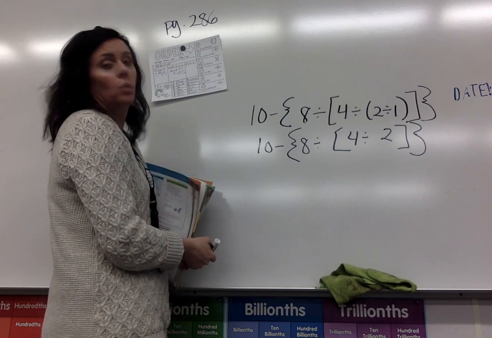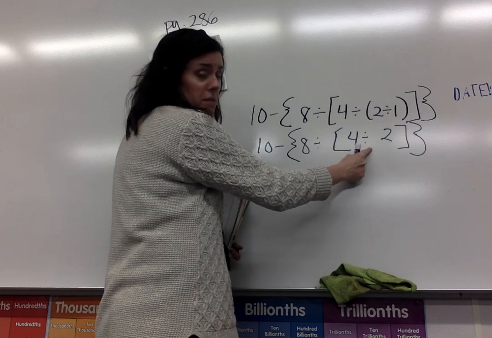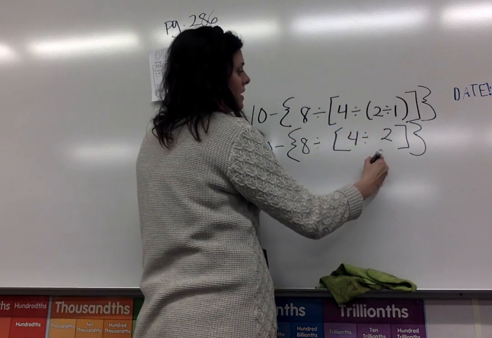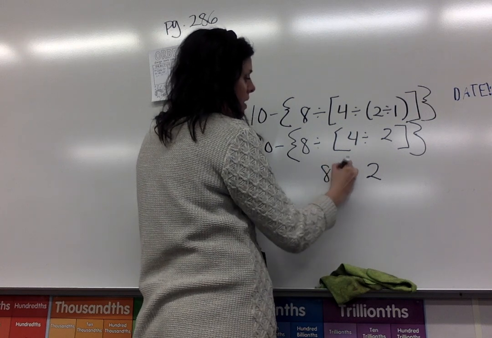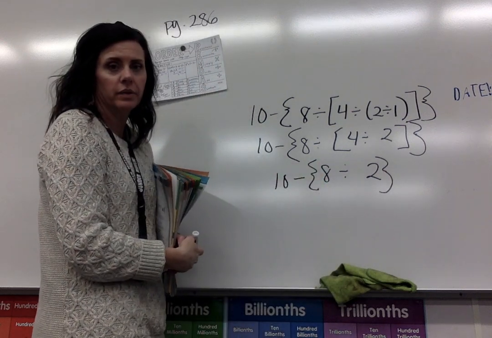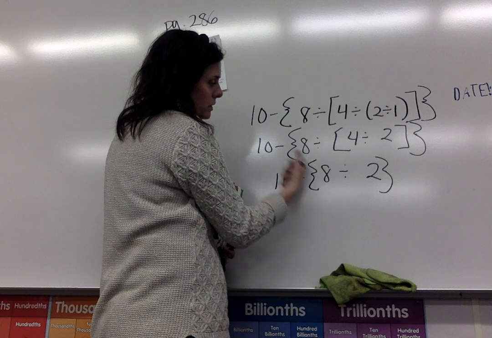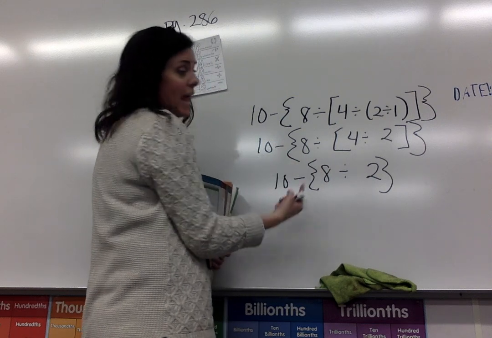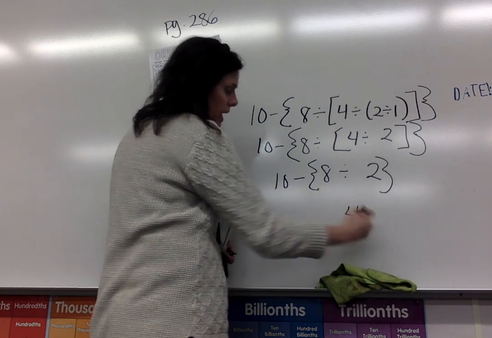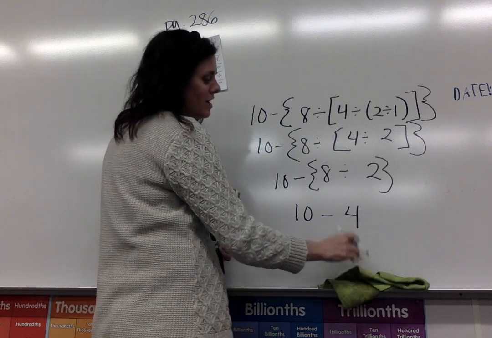Remember, I'm working from the very middle out, so this is the one in the parentheses that I'm going to solve next. I've got 4 divided by 2. 4 divided by 2 is 2. I solve that, then I bring down any parts that I haven't solved yet. Brought it all down. This was the part that I solved, here's my answer, and I brought down the other parts. Now, of course, I'm going to solve what's in this parentheses right here. 8 divided by 2 is 4. And I bring down what I haven't used yet, which is the 10 and my subtraction sign. 10 minus 4 is 6.